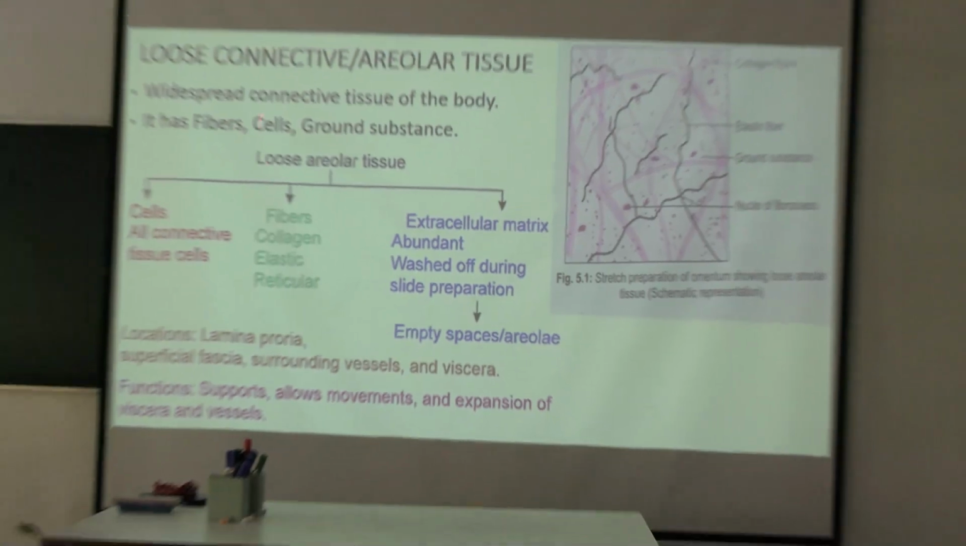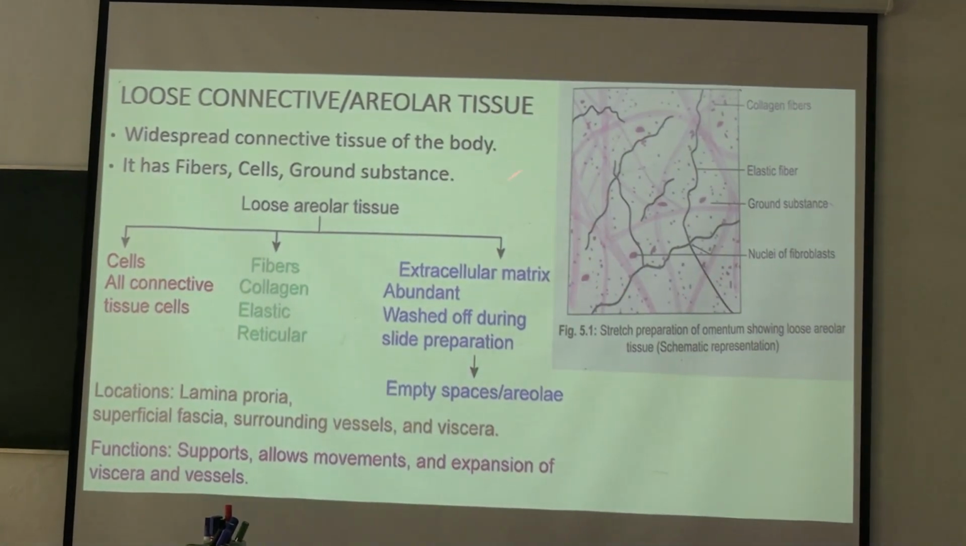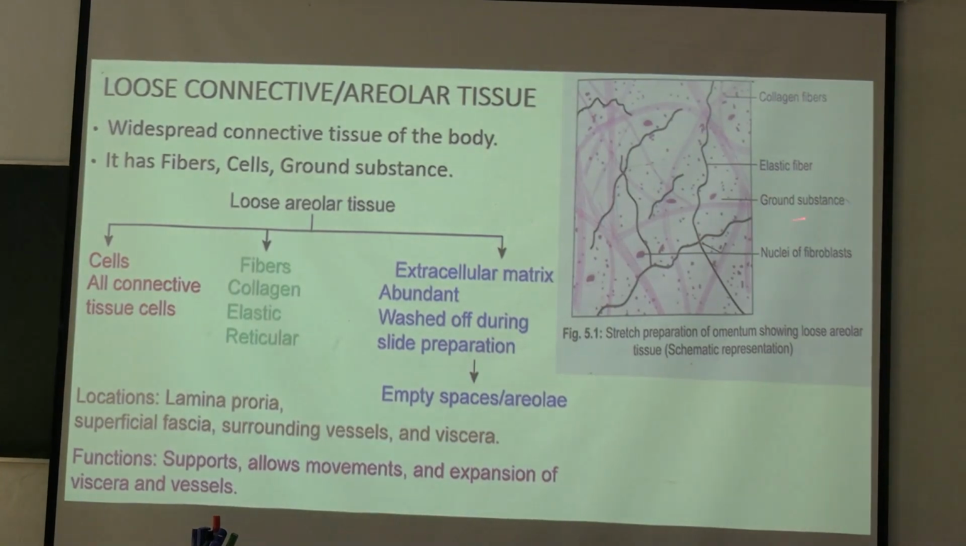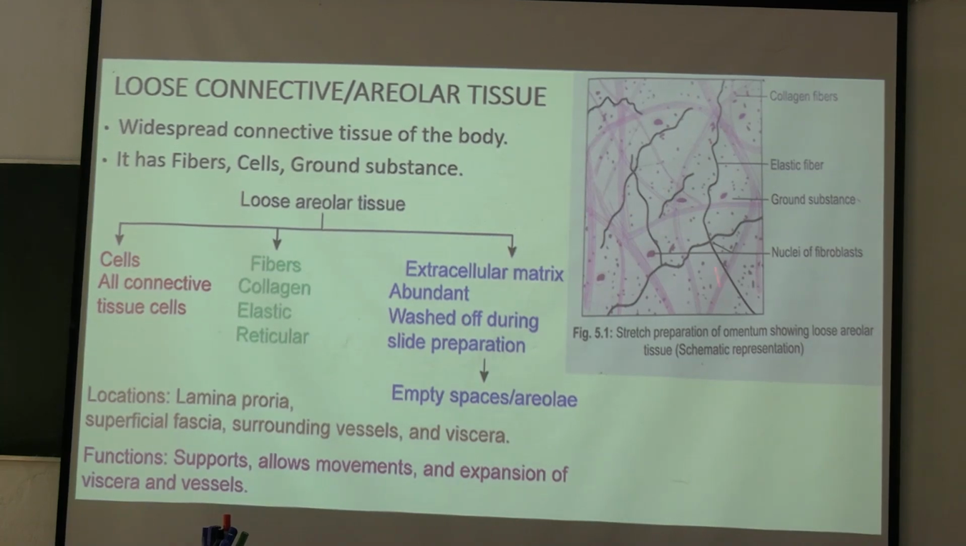So loose connective tissue or areolar tissue, this is a schematic diagram. It is the widespread connective tissue of the body. It has fibers, cells and ground substance. See, these are the fibers, the collagen bundles, collagen fibers lying in individual bundles. And these are the elastic fibers, the black ones. In between the fibers is the ground substance, and these nuclei are of different types of cells. The nucleus of a fibroblast has been shown here.